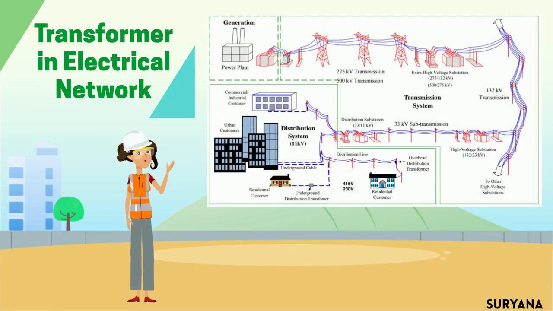So, here is the transformer in the electrical network. There are three main parts in an electrical power system network, which are the generation system, transmission system, and distribution system. As you can see, the electrical power system there. The distribution system is the link from the distribution substation to the customer, which consists of transformer, feeder circuit, switch, protective equipment, primary circuits, secondary circuits, and service line.